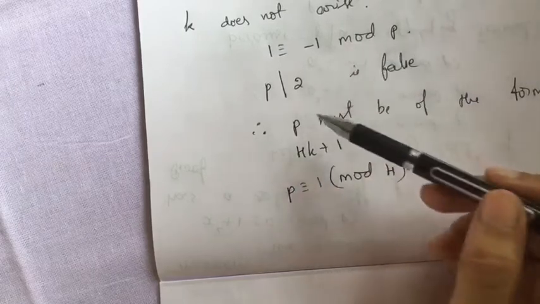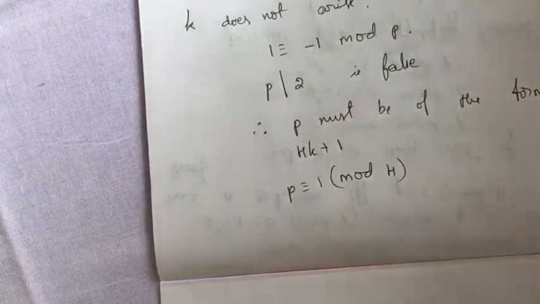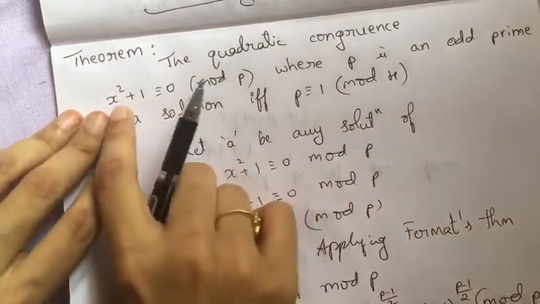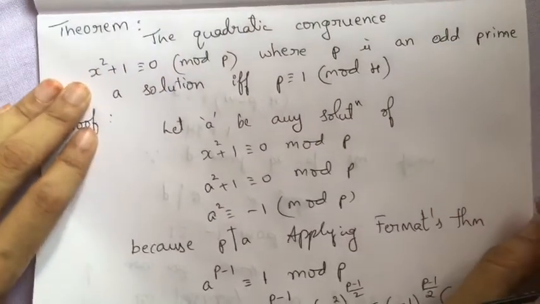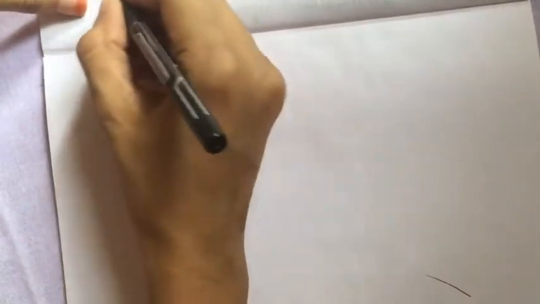So the only possibility for p is 4k plus 1. So p is congruent to 1 mod 4. In the opposite direction, you have to check that if this is the case, then this congruence has a solution.